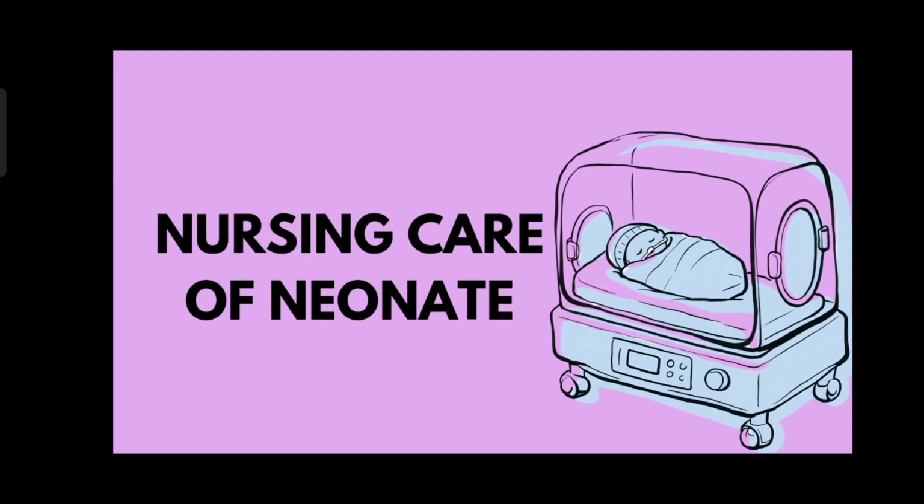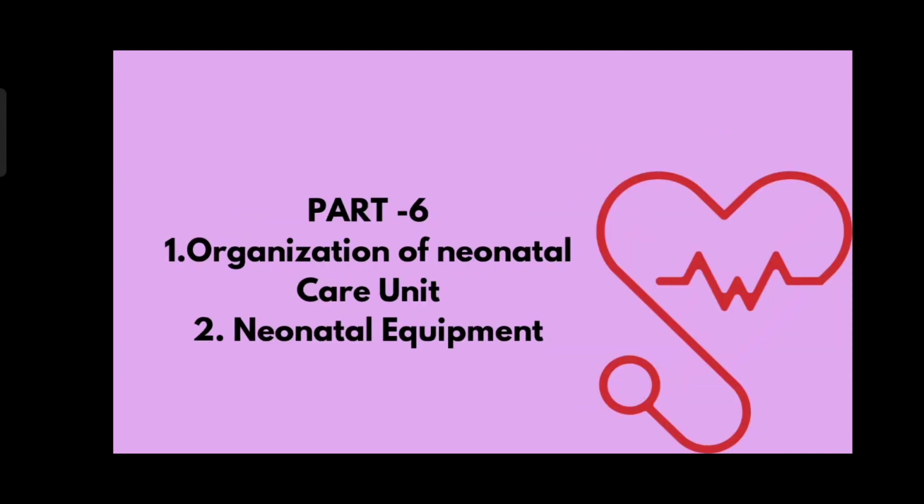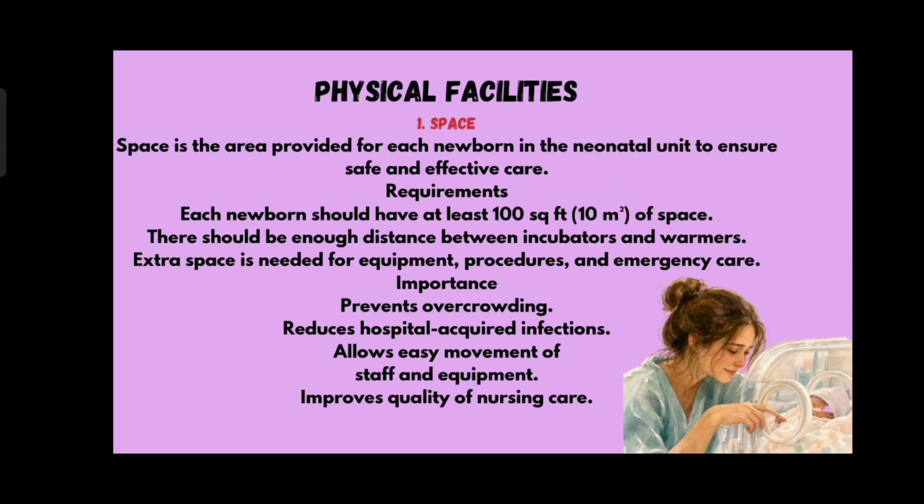In today's section, I am going to explain about the organization of the neonatal care unit and about the neonatal equipment. So, what are the physical facilities which come under the neonatal care unit? The first one is space. Space means the area provided for each newborn baby in the neonatal unit to ensure safe and effective care. For that, each newborn baby should have at least 100 square feet of space.